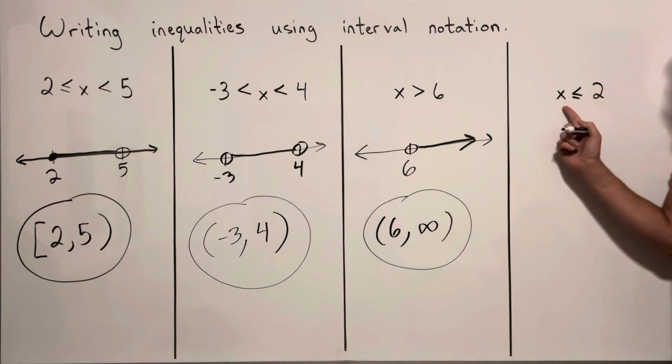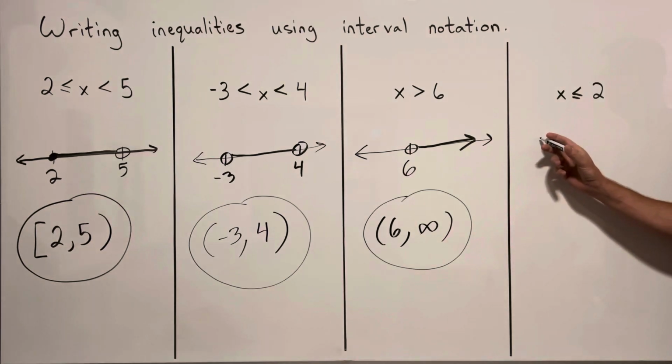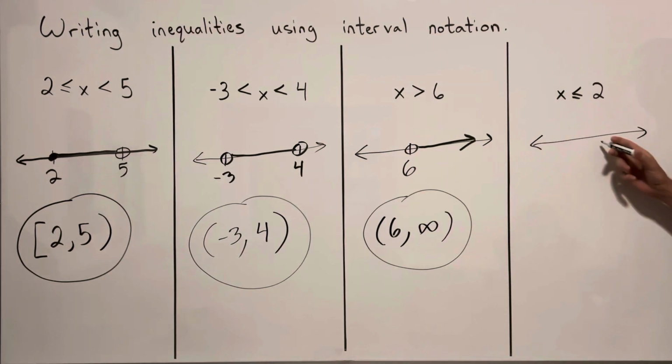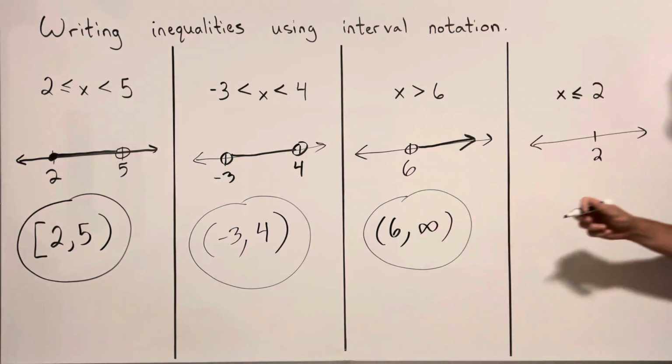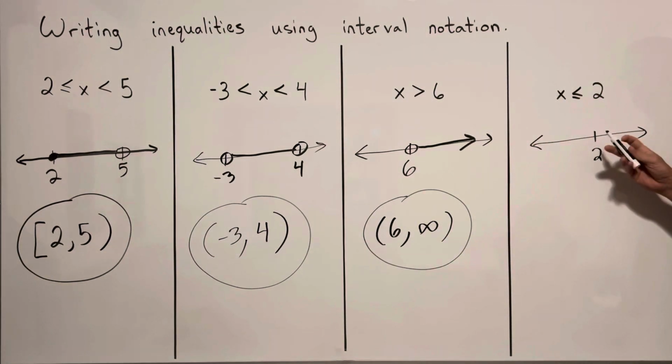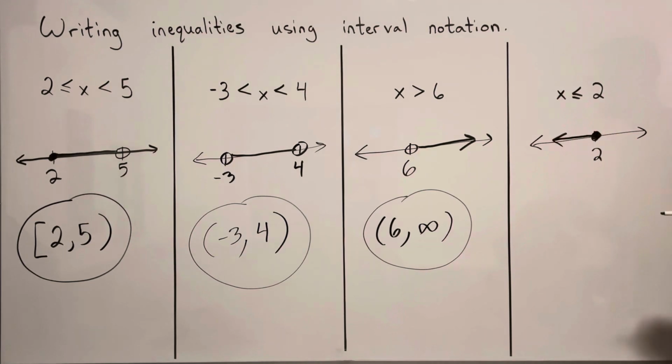And let's look at this last one. x is less than or equal to 2. So if you go to 2, x less than 2 would be everything to the left of 2. Now 2 is included, so we'll put a closed dot there. And everything to the left.